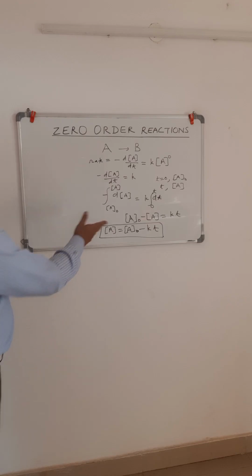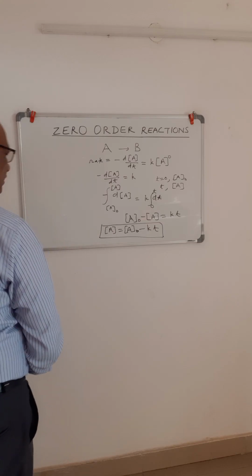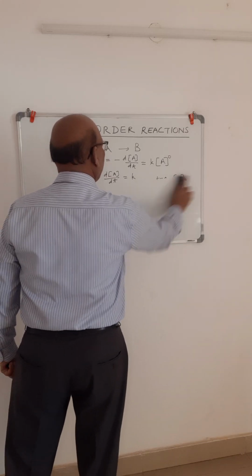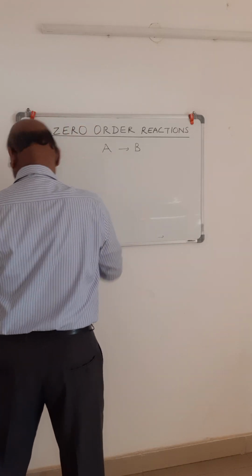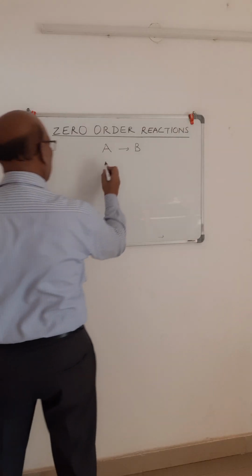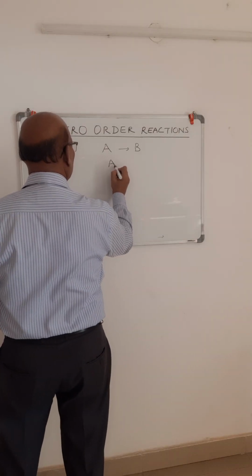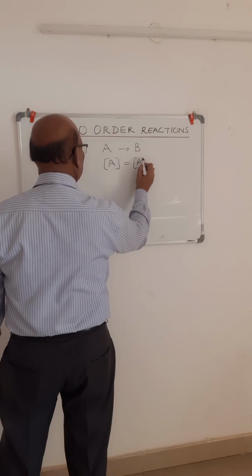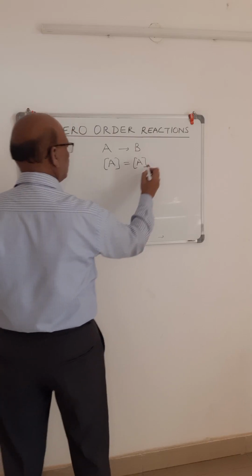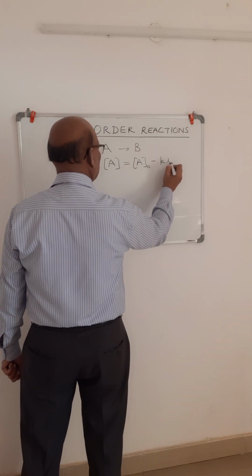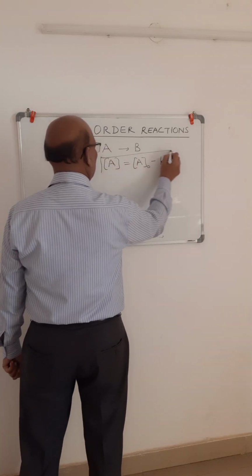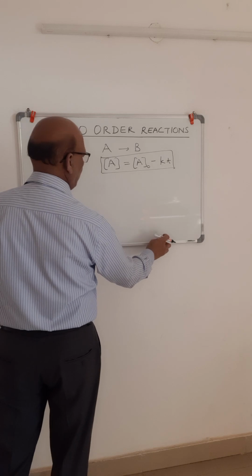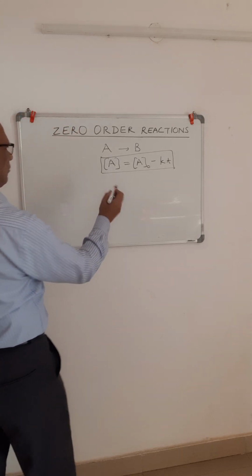Okay, so we will use this equation for our subsequent analysis, and here I will write this equation as A, that is concentration of A at any time t, is equal to concentration of A at time t equal to 0 minus Kt. Okay, so this is the integrated rate law for zero order reaction.